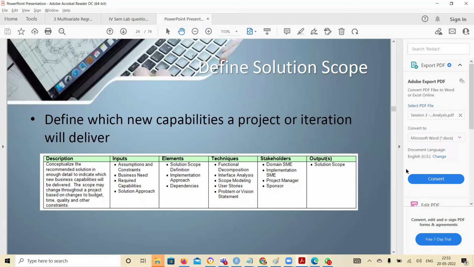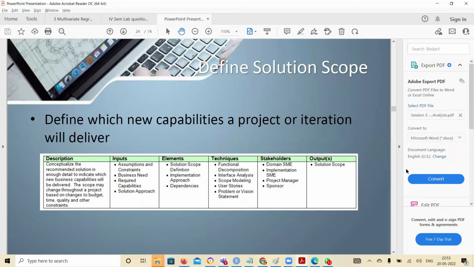So, what is scope? What do you think is scope? Like which aspects we need to cover. Correct.